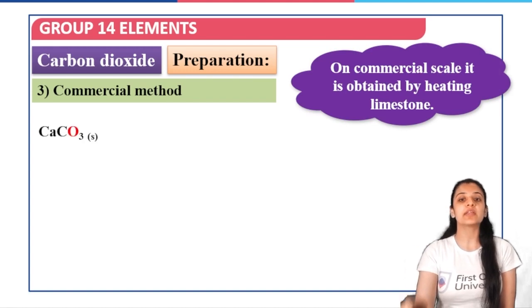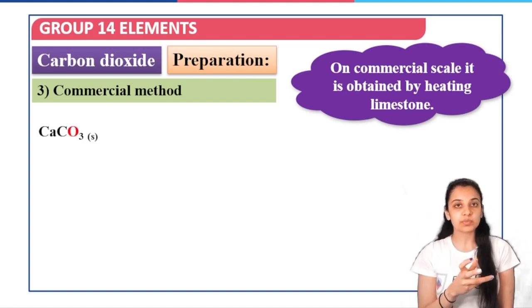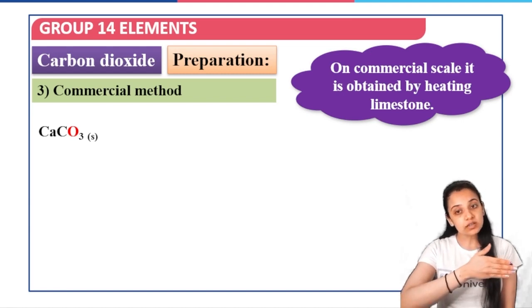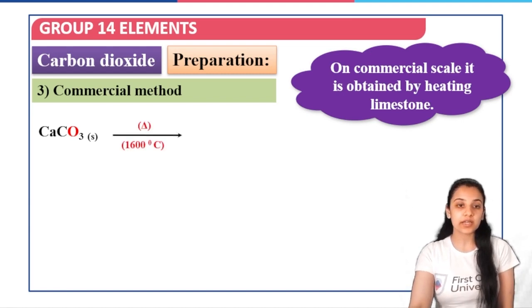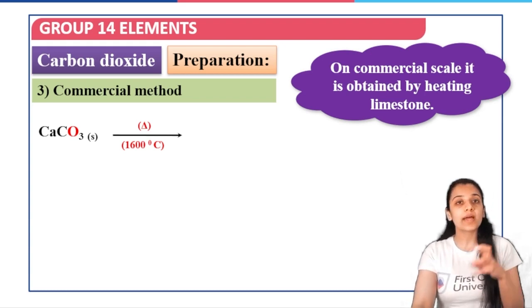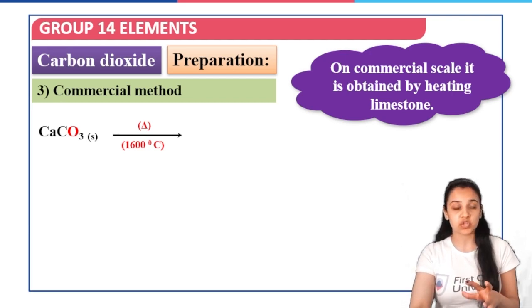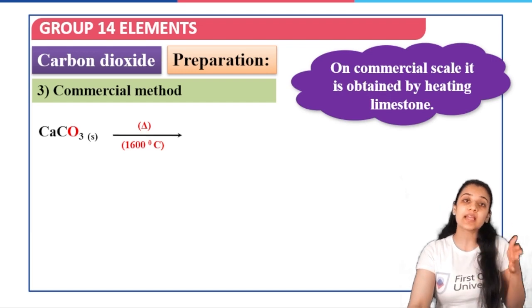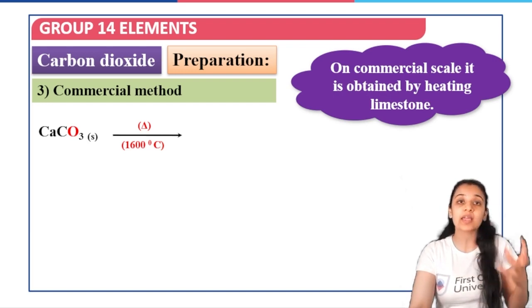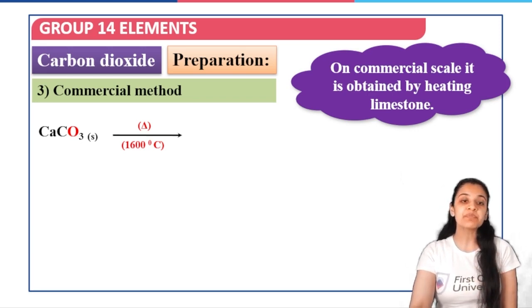The third method for the preparation of carbon dioxide is the commercial method. On the commercial scale, we will take limestone, that is again calcium carbonate, and just heat it. We are not reacting with dilute HCl, we are just heating it, but at a very high temperature. You will say, why can't we adopt this method for the laboratory preparation? Because in the labs, it is very difficult to attain such high temperatures. It is only possible at very large scales where we have high quality machines which can actually maintain temperatures of up to 1600 degree centigrade.